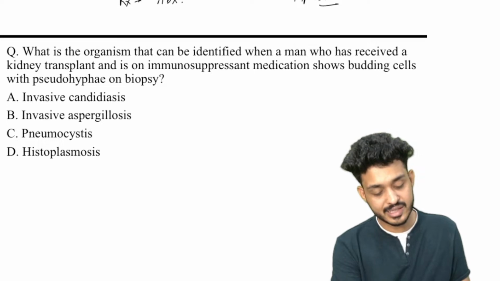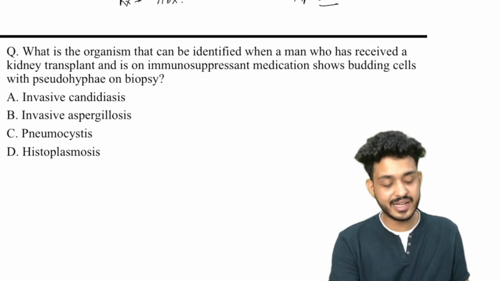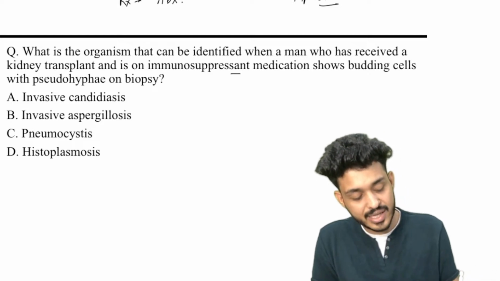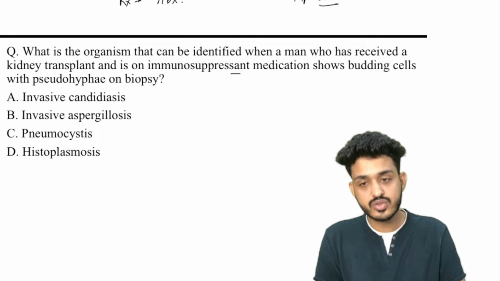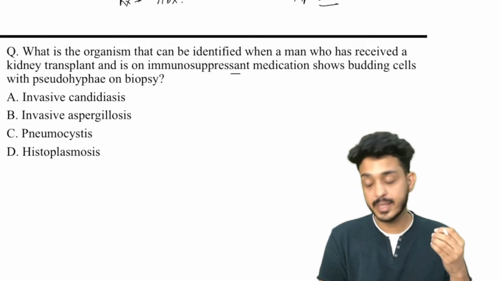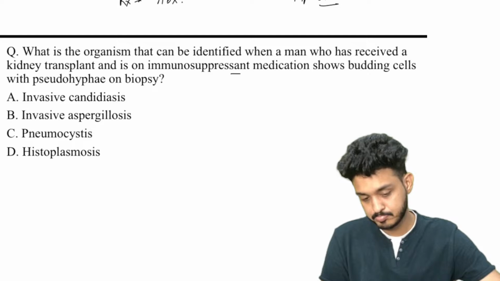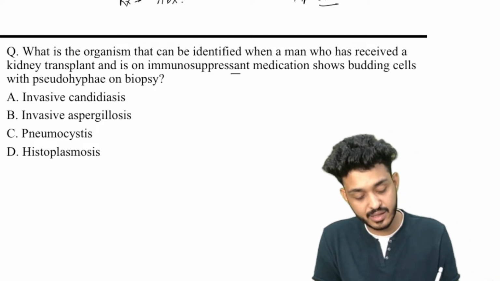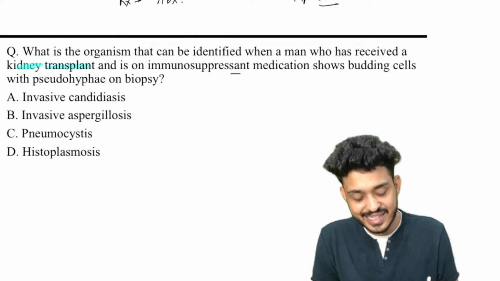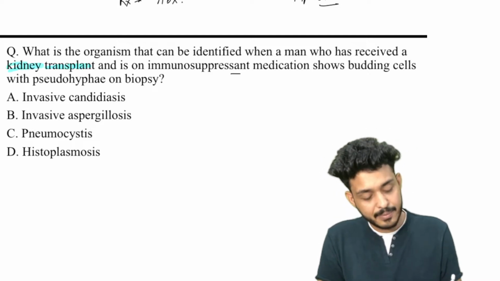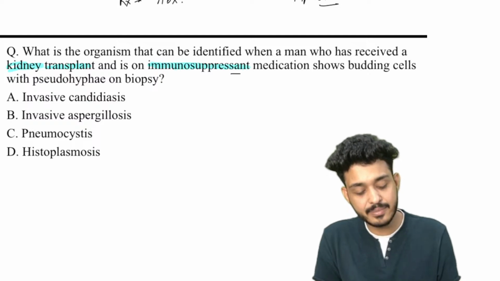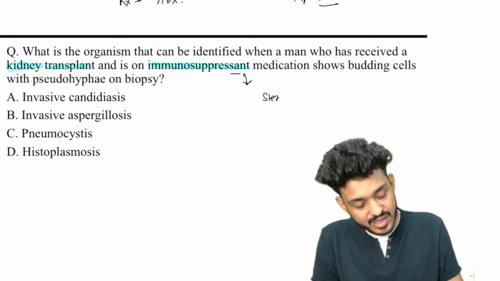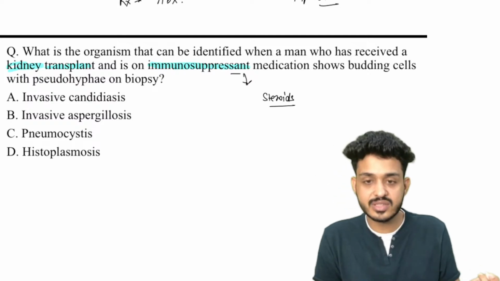What is the organism that can be identified when a man who has received a kidney transplant is on immunosuppressant medication, showing budding cells with pseudohyphae on biopsy? So what are the hints that you are having over here? We are having a patient with kidney transplant हुआ है, and patient is having immunosuppressant medication. What are those immunosuppressant medications? क्या हो सकता है? The patient can be on the steroids. Okay, patient can be on the steroids, right?